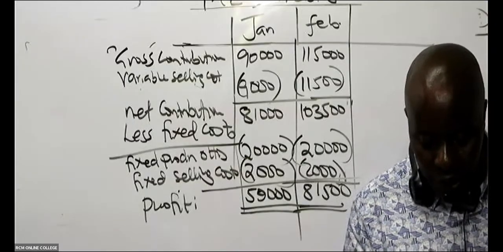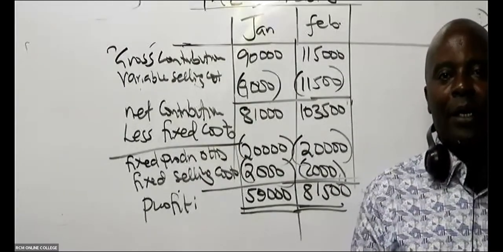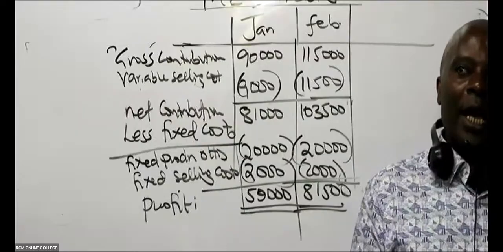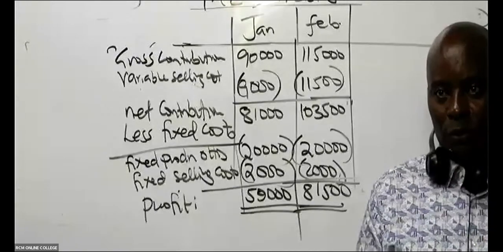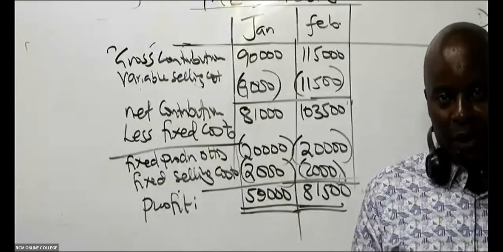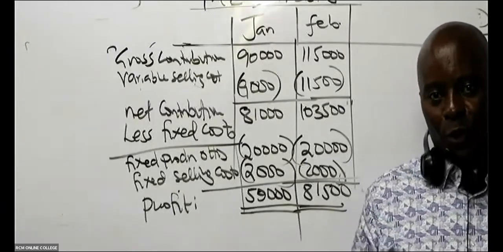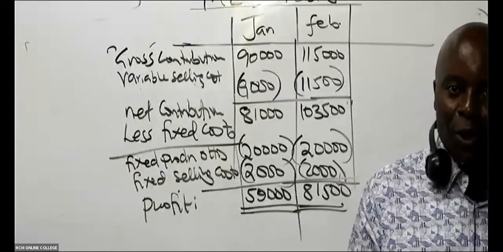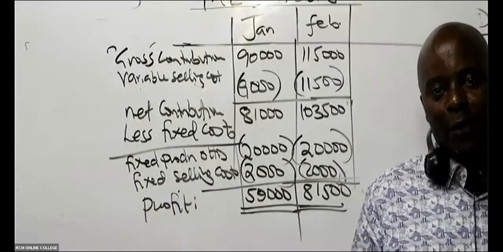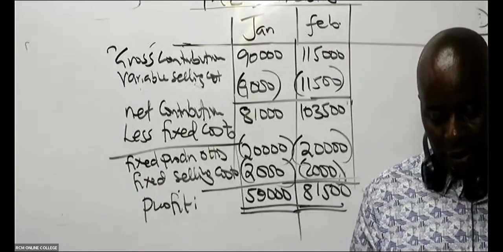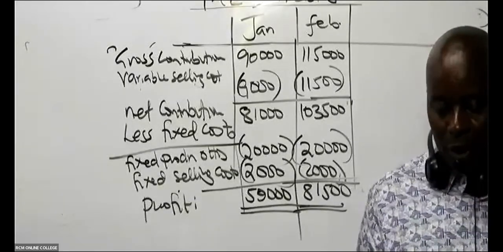At the end of the day, remember, the actual will be very hard to get unless the examiner tells you. The examiner can either give you that the actual rent was 20,000, or he tells you the expected is 25,000. He'll give you one of the two. In this case, we shall use what we expected, which is 20,000. And this will make sense to you once you start doing absorption costing.